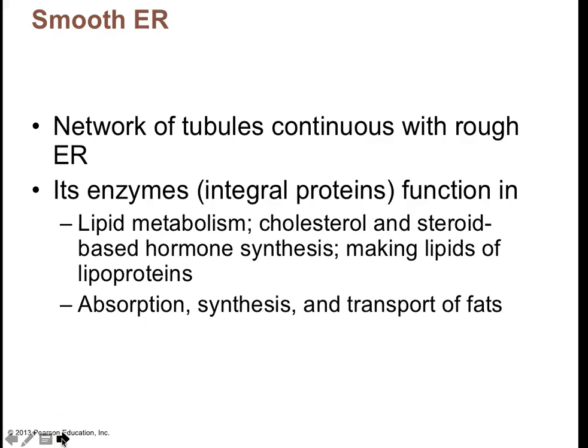Smooth ER. Smooth ER means that it doesn't have ribosomes associated with it, so it isn't about making and transporting proteins. Smooth ER is about having enzymes that can assist the cell in metabolizing lipids or fat, like cholesterol.